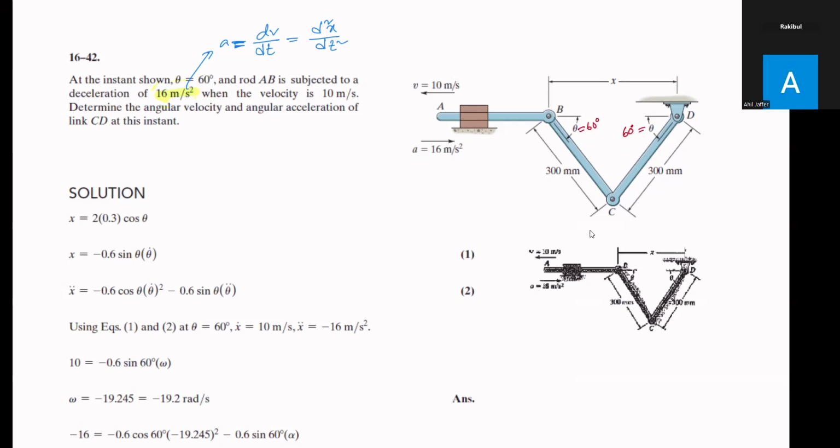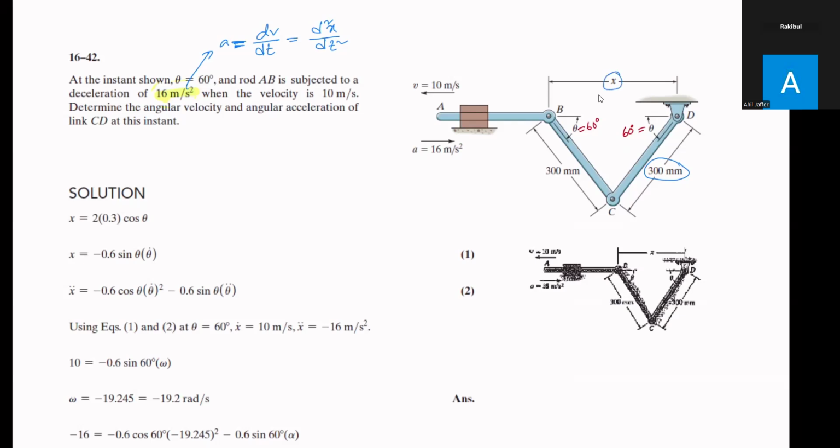Since we are not using any relative velocity equation here at this moment, we will go one by one. First of all, what we want to see is, if it is moving to the left, what is happening to this gap with respect to this point? We denote this as x.